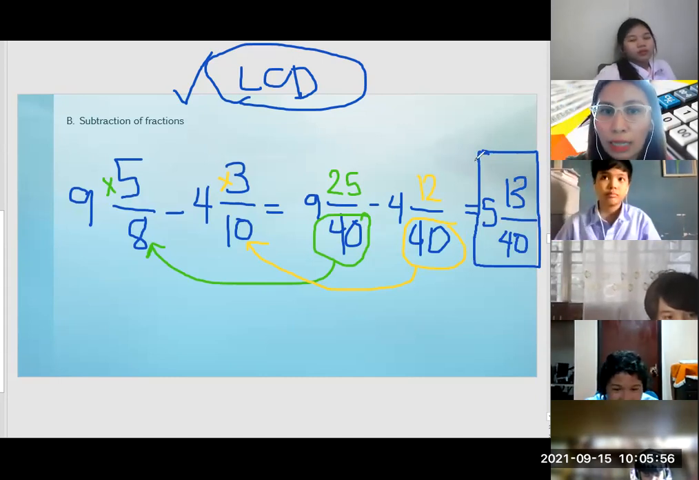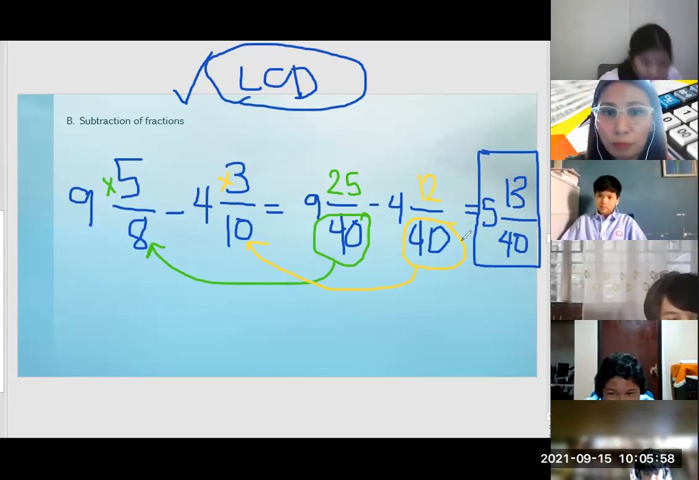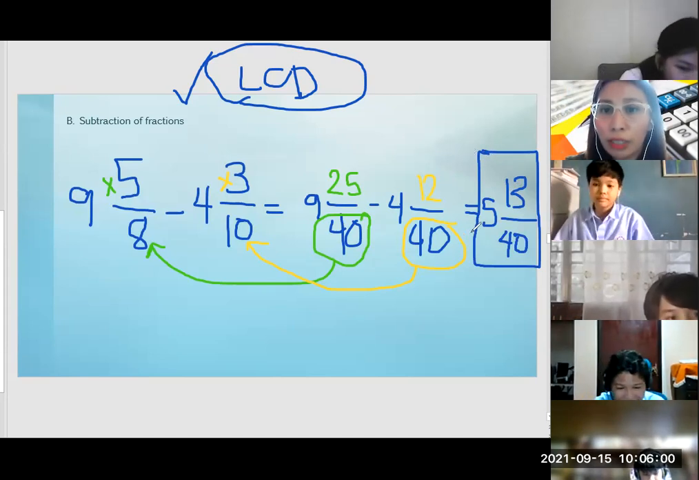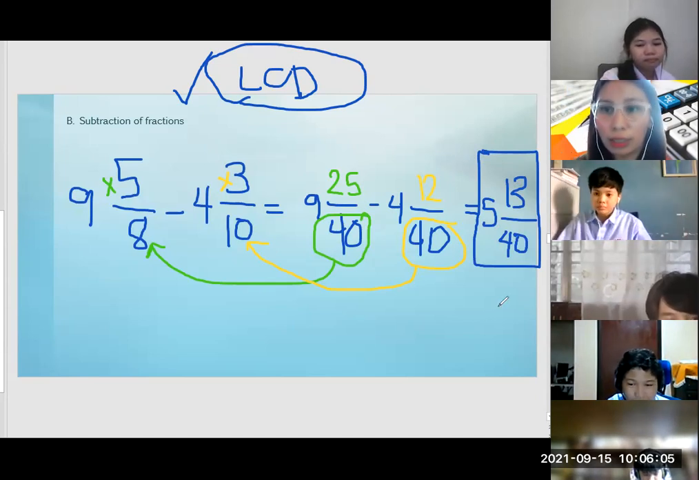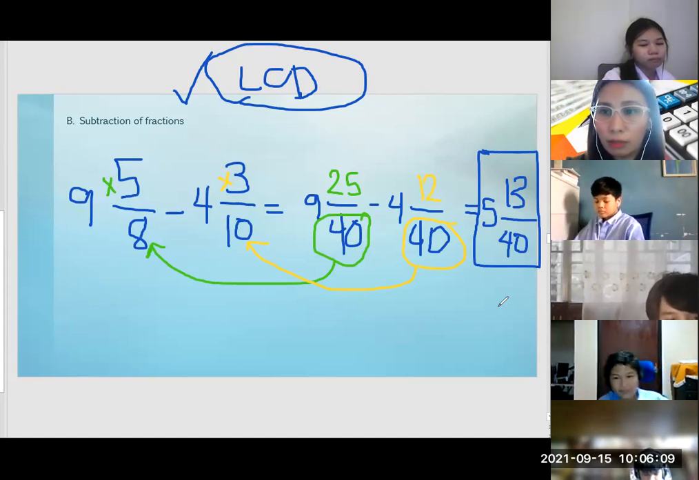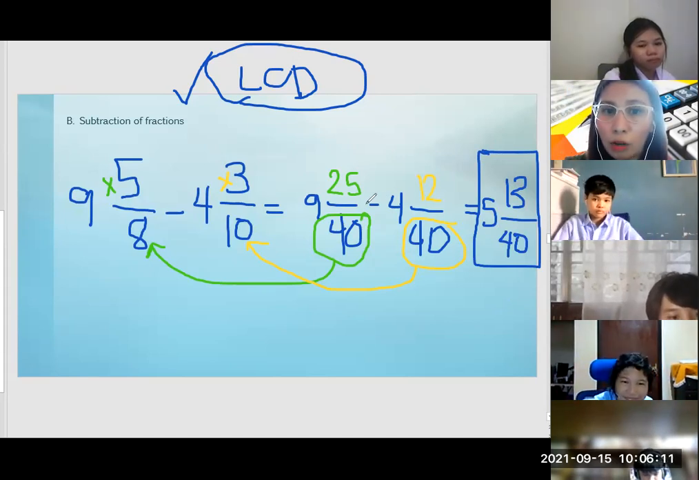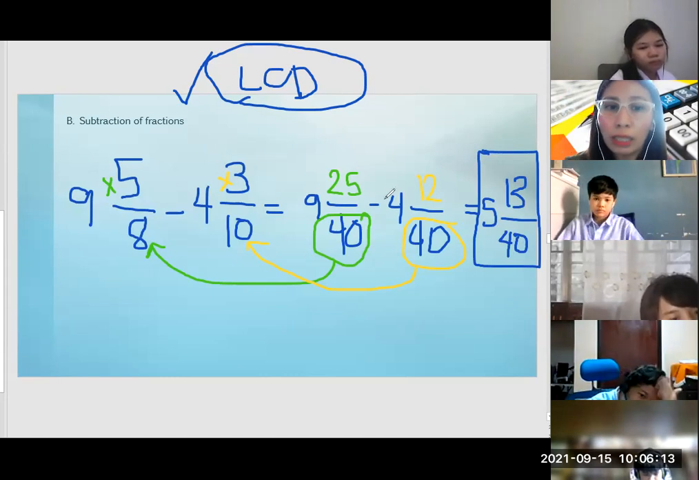Can you follow, class? Nakasunod? Bakit siya naging 5 and 13 over 40? Okay, very good. Para din sa nagsagot. Always check ha, the operation. Always check the operation.